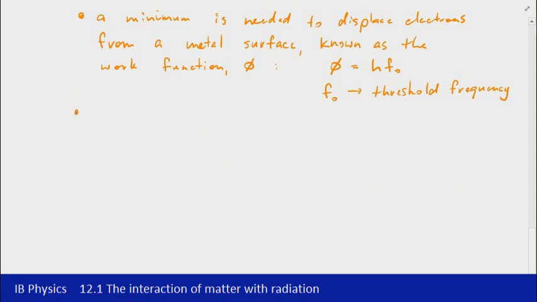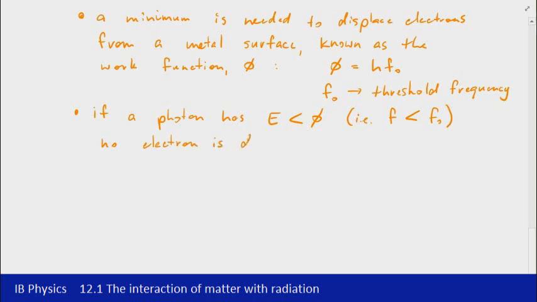The next point then: if a photon has an amount of energy that's less than the work function, so if E is less than the work function, or another way to put that, the frequency of light is less than the threshold frequency, then no electron is displaced. It doesn't matter how intense the light is, the electron is never going to be displaced from the metal.